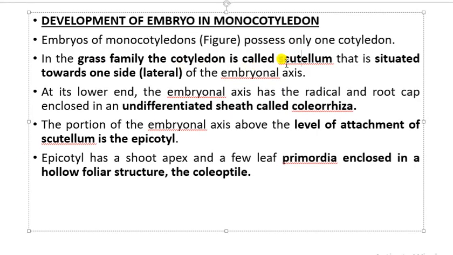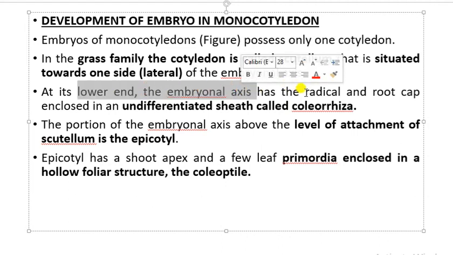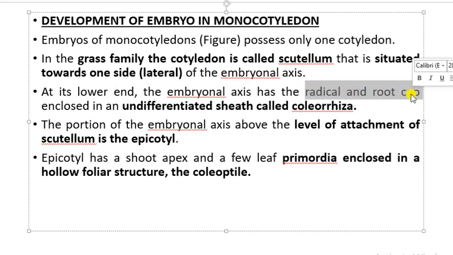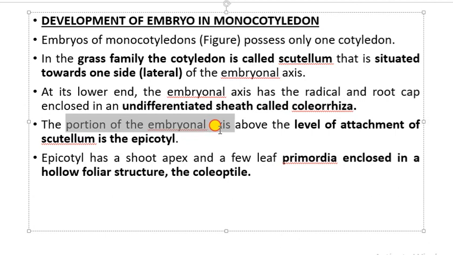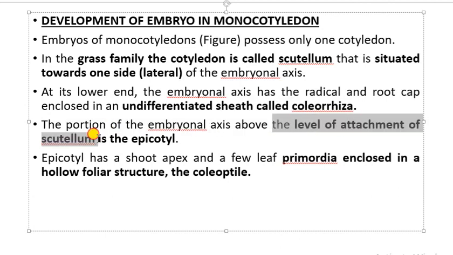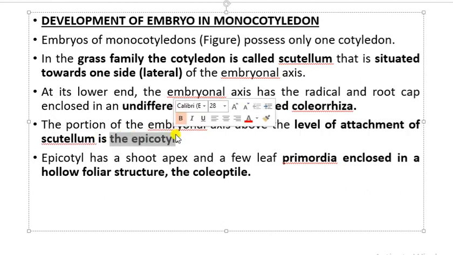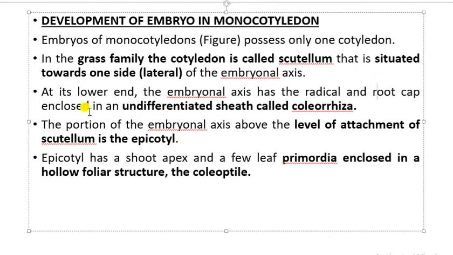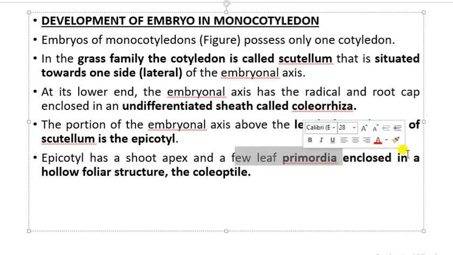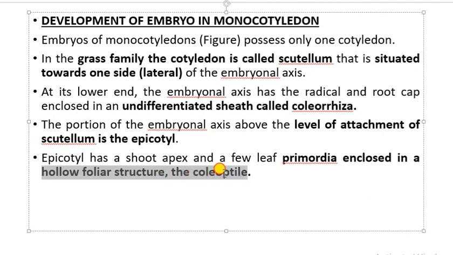Now, as the scutellum is situated on the lateral side of the embryonal axis, at the lower end of the embryonal axis we can see the presence of the radicle and root cap, and on the upper portion of the embryonal axis, above the level of attachment of the scutellum, there is the epicotyl. The radicle and root cap are covered by an undifferentiated sheath known as the coleorhiza, for protection. The epicotyl, present above the level of attachment of the scutellum, has a few leaf primordia, and it is enclosed in a hollow foliar structure, the coleoptile.